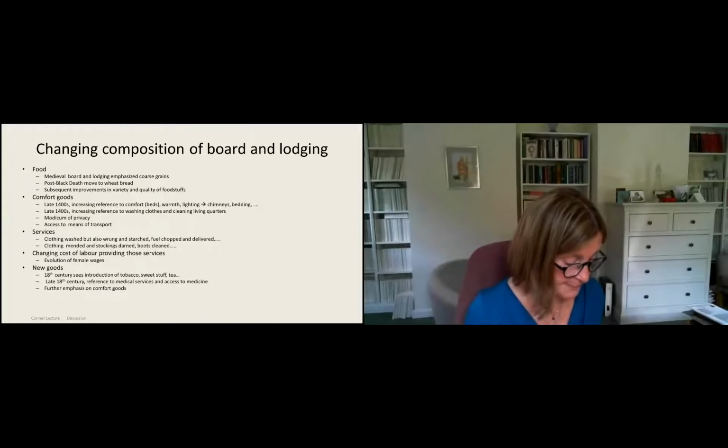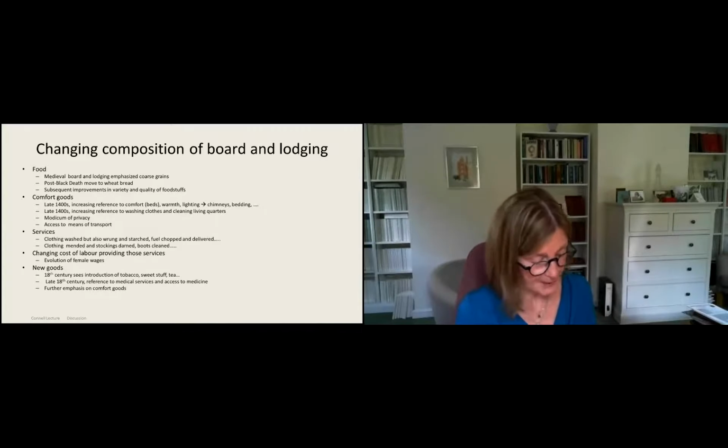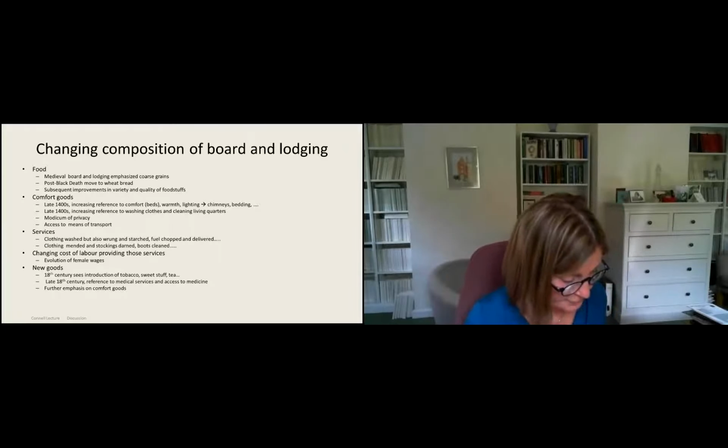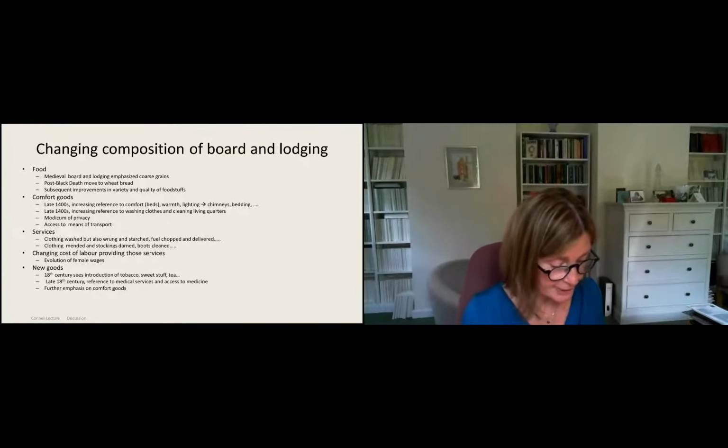Other emerging components might be overlooked by modern eyes. Chimneys, bedding, the comfort goods that Jan de Vries talks about, a separate chamber, some privacy, access to a privy, to some kind of lavatory, a means of transport, particularly to get yourself to church. These, in fact, are the increasingly important aspects of a respectable life. And by the 18th century, we see new goods appearing. Thus, the will of a yeoman, Thomas Paik, in 1723, instructed his son to maintain his mother in clothes, meat, drink, washing, and lodging with tobacco for a person of her degree.